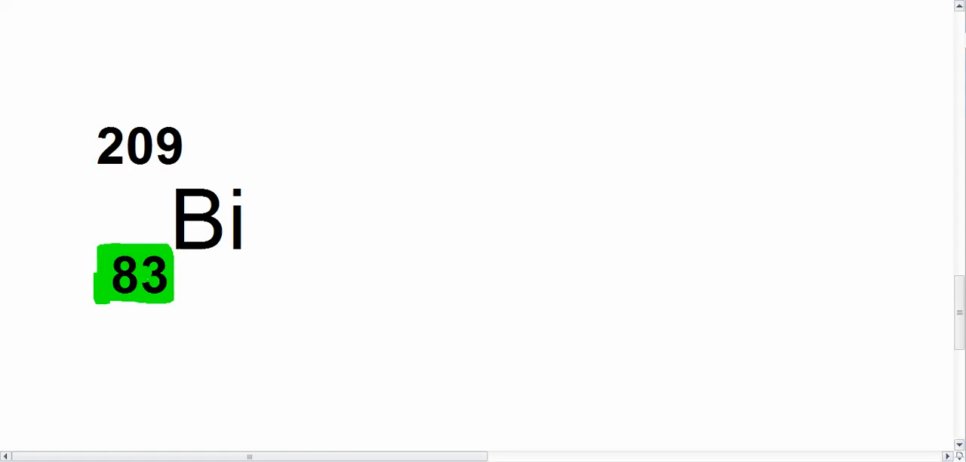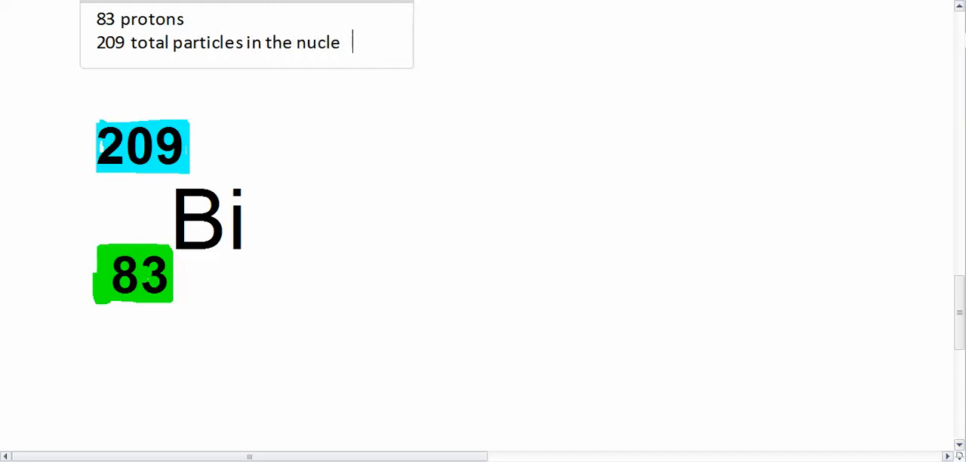So what's the mass number for bismuth? The mass number for bismuth is 209. And that means that there are 83 protons, but there are a total of 209 protons plus neutrons. So again, for bismuth, we've got 83 protons, but 209 total particles in the nucleus.